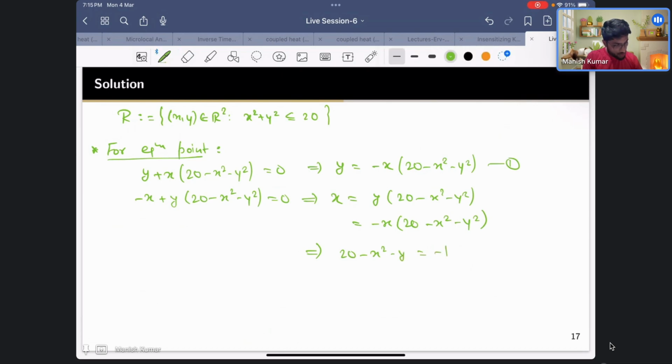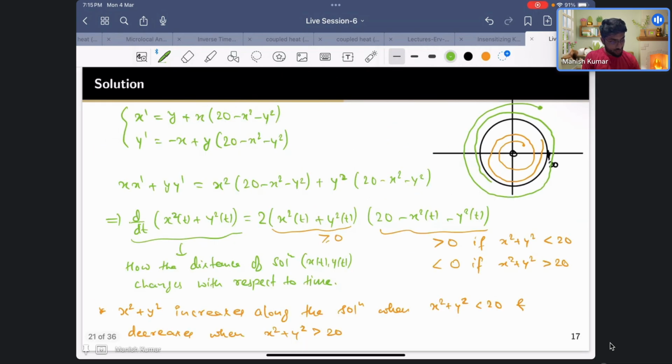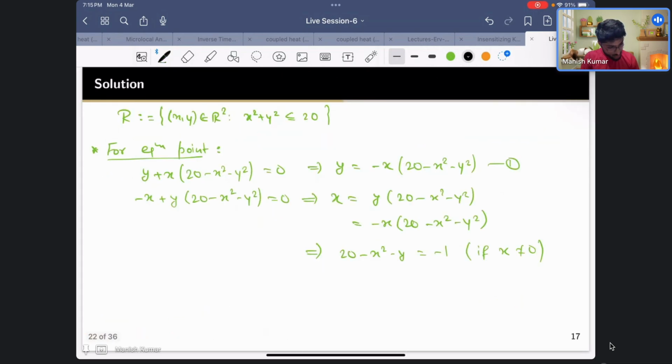So this is possible if x is non-zero. And if x is 0, you can clearly see y is 0, so that 0,0 equilibrium point is there. I think I did not mention, so let us make this greater than 0, so that in this region 0,0 is not an equilibrium point. So it is strictly greater than 0. In this region 0,0 is not an equilibrium point, so we can ignore it. We are looking for a non-zero equilibrium point. So here this is the case.